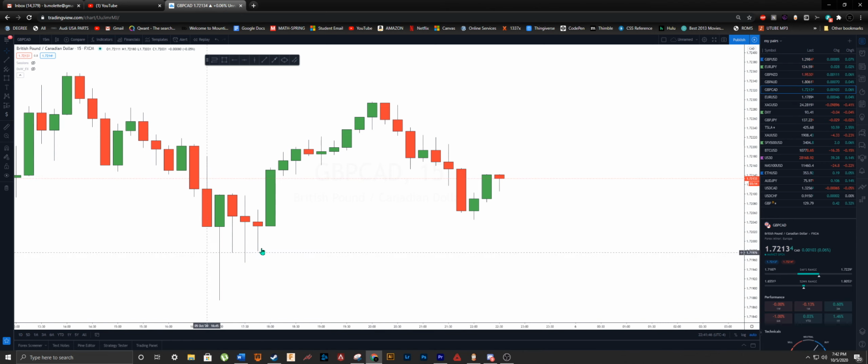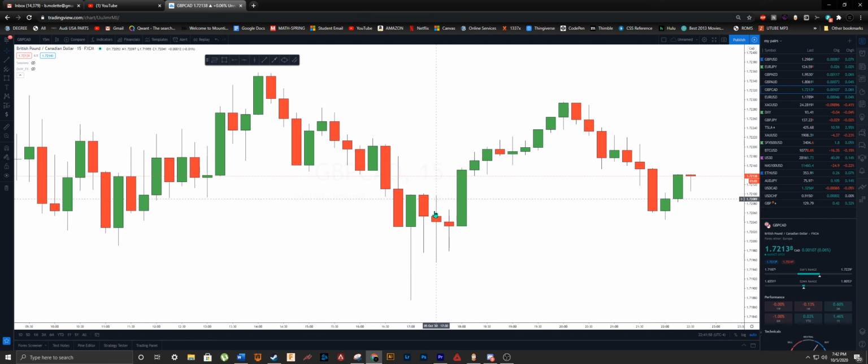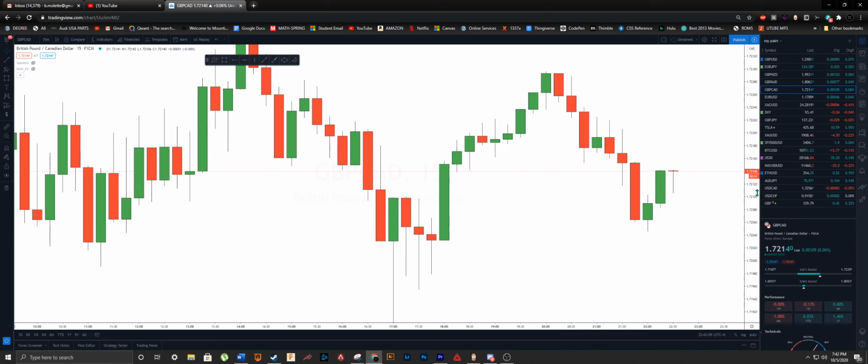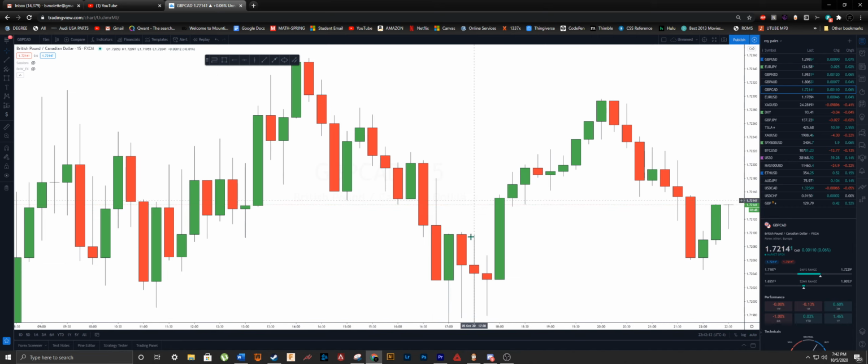So if you see something like this, it shows rejection. We get into that in a bit more detail. These wicks kind of show rejection. Price went down there, came back up, closed here. Went down, came back, closed up here. So it shows price doesn't really want to go down here. So just keep that in mind. It's not always black and white like that. Usually that isn't the case.